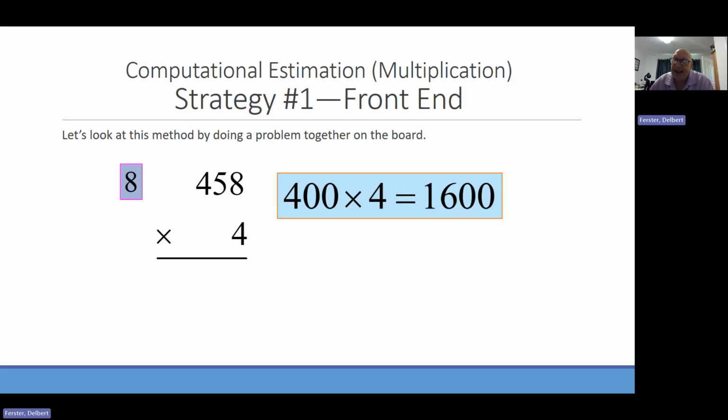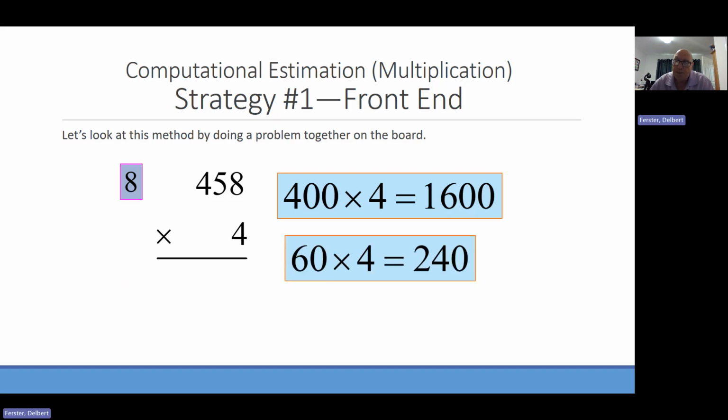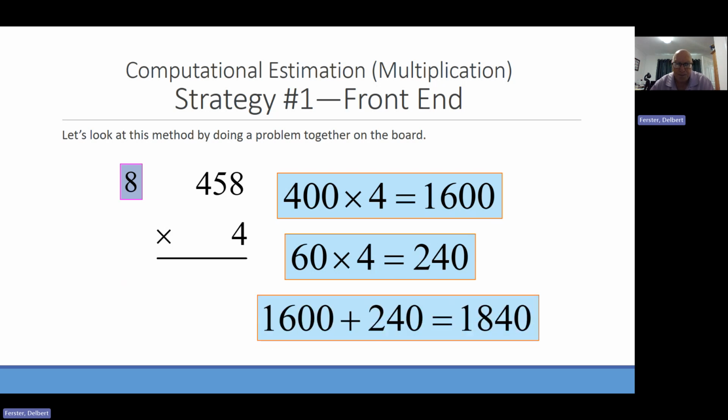58's kind of clunky, but it's dang close to 60. So we could take 60 times 4 and get a decent approximation. Remember, on estimation, it's a convenient number that we seek, not necessarily the exact number. So an estimate for this would be 1600 plus 240, 1840. That's pretty cool. So that's front end estimation as a means to estimate the answer to 458 times 4.